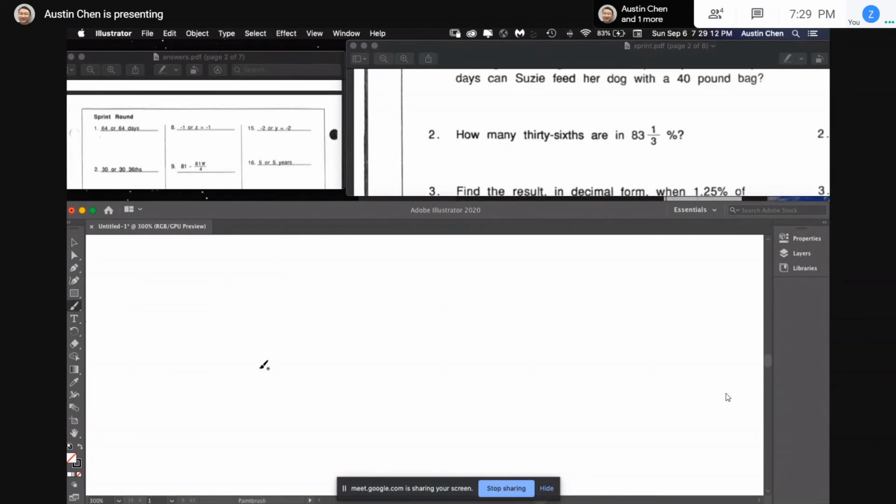How many 36 are in 83 and 1/3%? Okay, if it's asking how many X are in Y, then we do the operation Y over X, right? Like if it asked how many 2's are in 4, then it would be 4 over 2, or 2. So 2 2's are in 4, so it is Y over X. In this case, it would be 83 and 1/3% over 36.